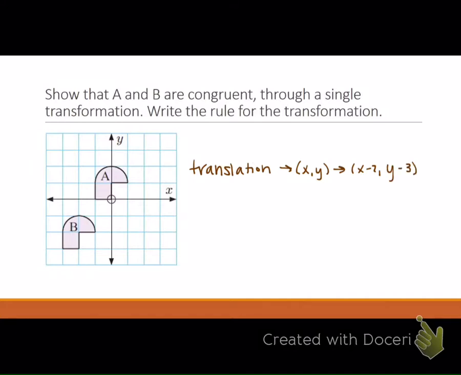So if we go left 2, down 1, 2, 3, that puts us in the same spot. So is her rule correct? Yep, very good. That proves that those two are congruent there.